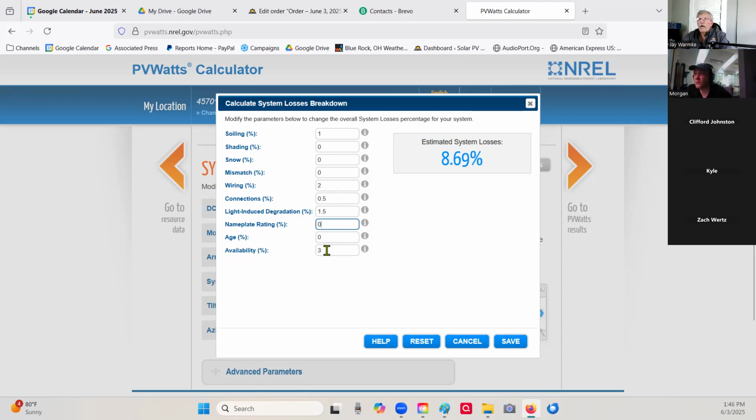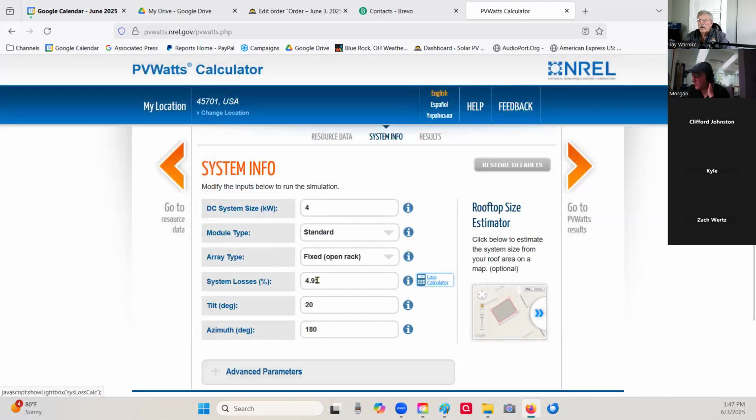And then the one that they always throw in is availability. They're saying, okay, 3% of the time your system's not going to be working. You're going to be working on it. You're going to be repairing it. Something's going on. That's pretty steep for a residential system. Let's just put that at 0. So at this point, now we're down to about a 5% loss rather than 14% loss. I don't know where they get the 4 point. So let's just say it's 5%. So we put that in here.